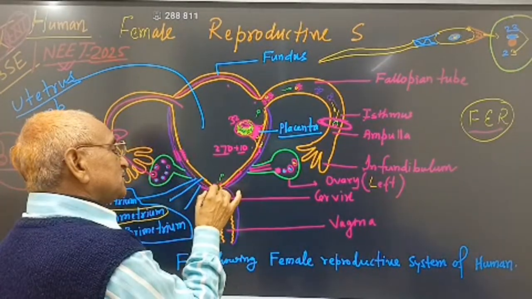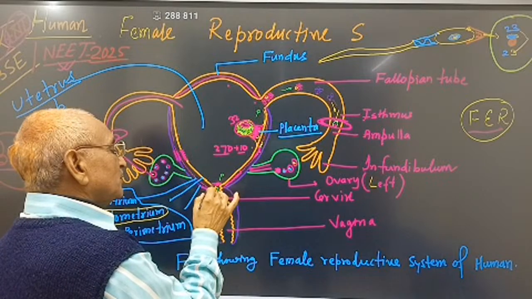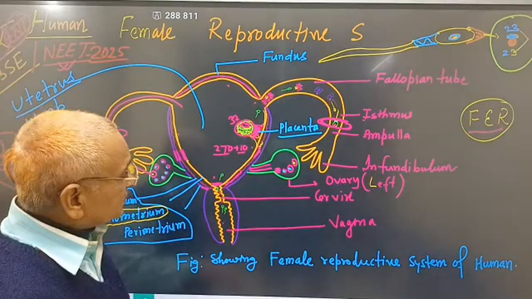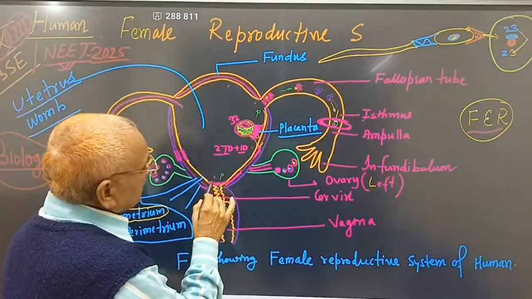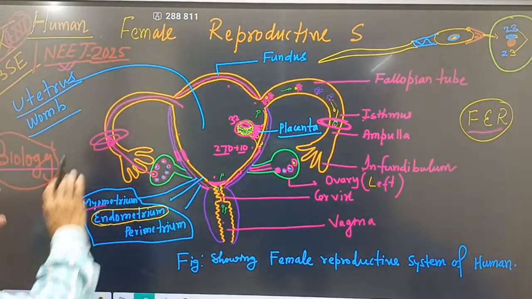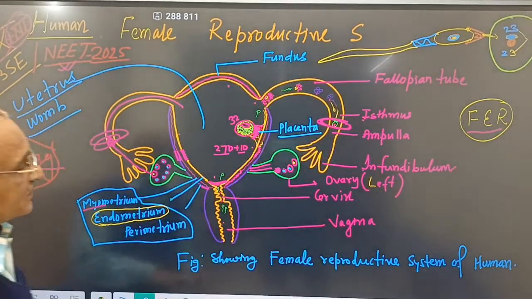The mucus plugs the cervix, so there is no further connection between the vaginal canal and the uterus, blocked by the mucus secreted there. It's plugged, it's locked. So this is all about your female reproductive system.